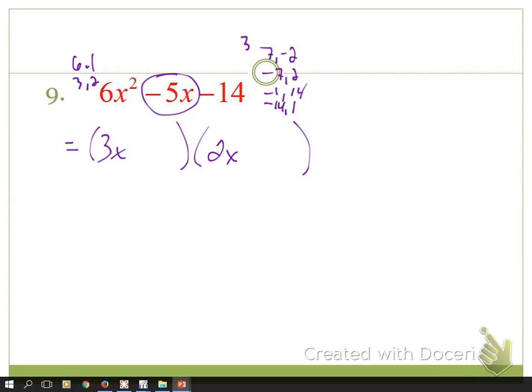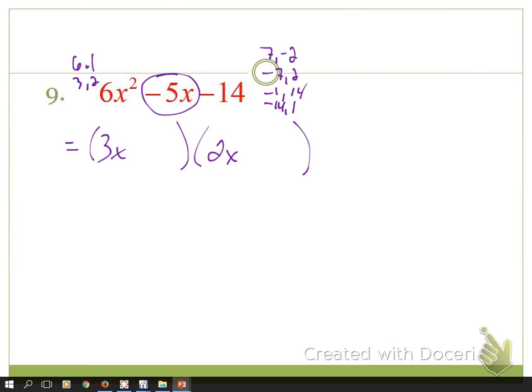3 times 7 is 21. 2 times negative 2 is negative 4. That adds to 17. Not going to work. If you flip it around, 2 times 7 is 14. 3 times negative 2 is negative 6. 14 plus negative 6 is 8. Not going to work.